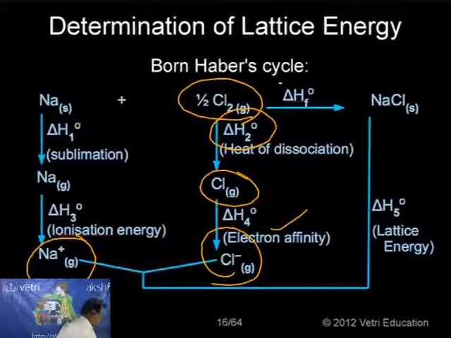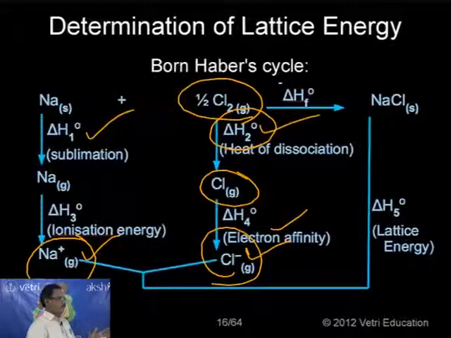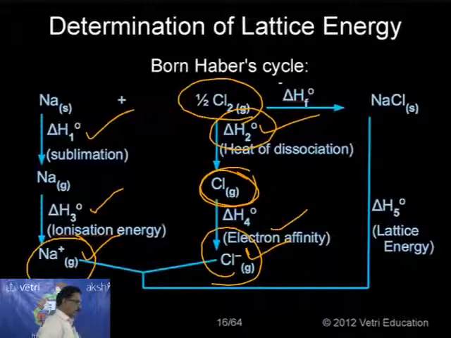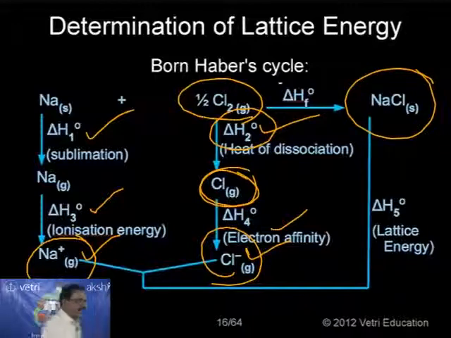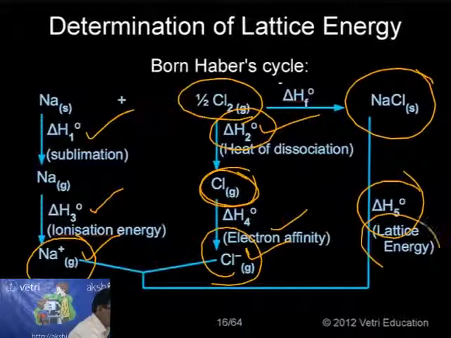So we are having sodium plus and Cl minus, both in gaseous form. Now we are getting the terms: delta H1 heat of sublimation, delta H2 heat of dissociation in the case of chlorine, delta H3 ionization energy in the case of sodium, and delta H4 electron affinity in the case of chlorine. So we are getting sodium plus ion and Cl minus ion, and these two ions combine to form 1 mole of sodium chloride solid. That term I am introducing as delta H5. It is nothing but lattice energy.